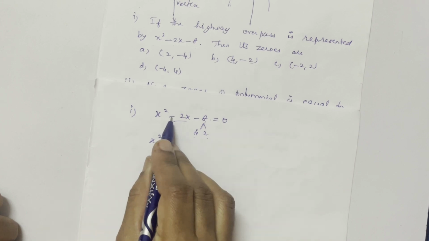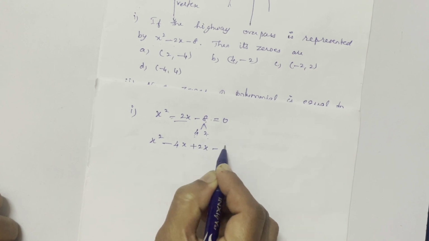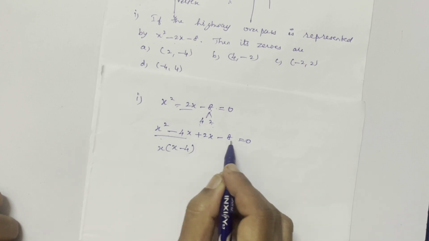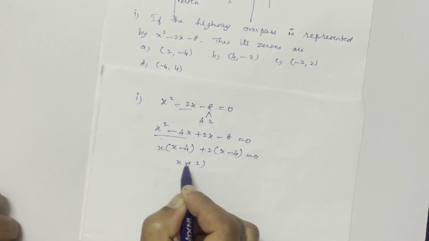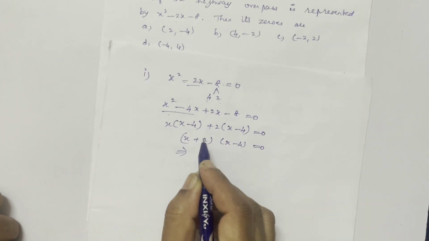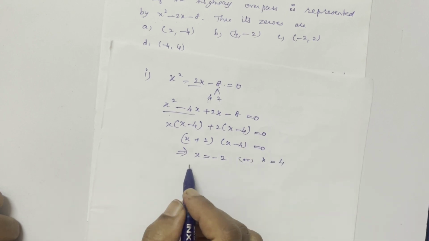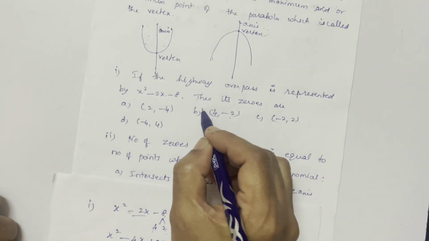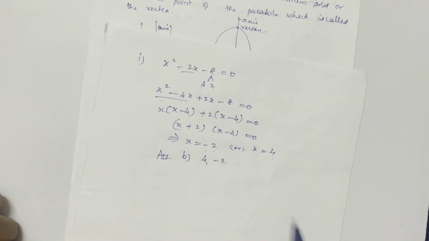So x squared, the second term is negative, so the larger term is negative. 4x plus 2x minus 8 equal to 0. Let us take x from these two terms, x minus 4. From these two, plus 2, when we take outside, we will be getting x minus 4. So our answer is x plus 2 into x minus 4 equal to 0. So from this, x equal to minus 2 or x equal to 4. So our answers are minus 2 and 4. Minus 2 and 4 corresponds to option B. Answer B, 4 comma minus 2.